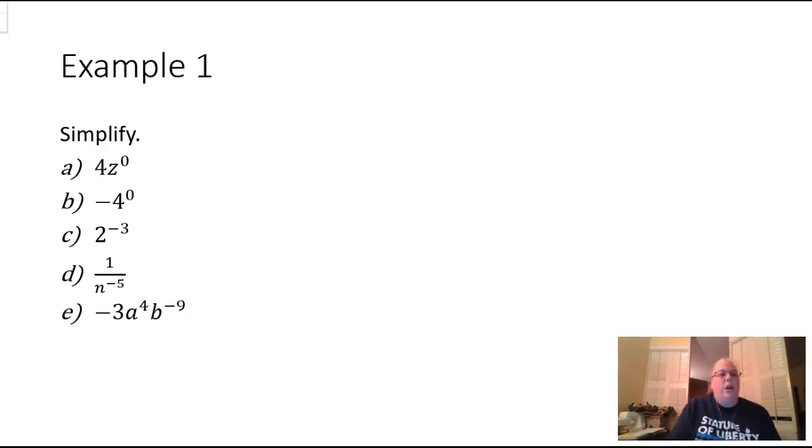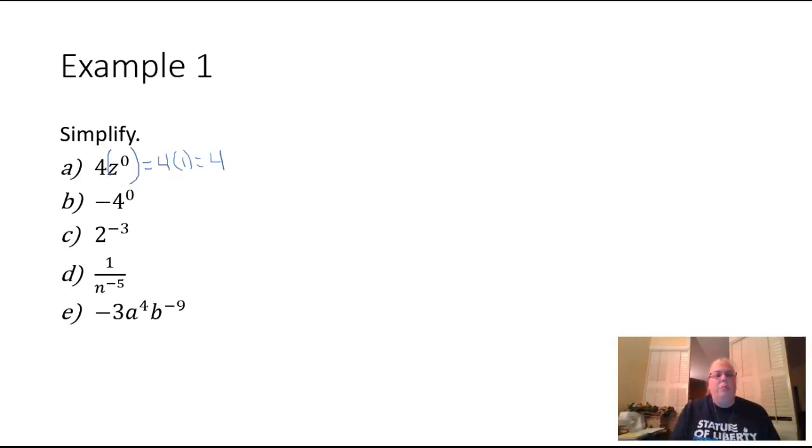All right, so if we look at A, we have 4z to the 0 power. Now, the exponent only applies to the base that's directly in front of it, and in this case, that's going to be just the z. The 4 is not actually part of this. So anything we know raised to the 0 power is 1, so this problem is actually 4 times 1, which is going to give us 4.